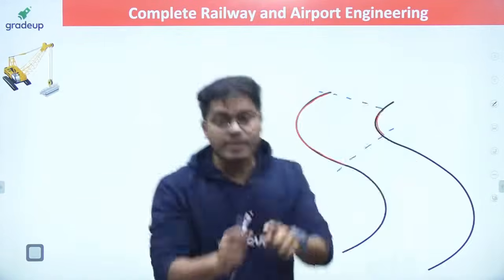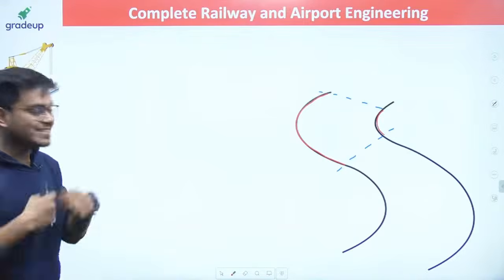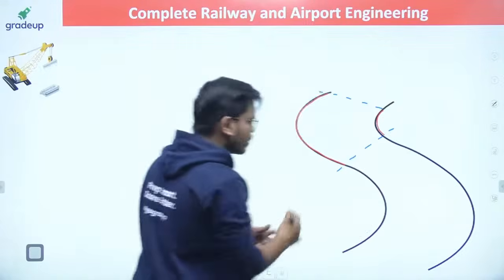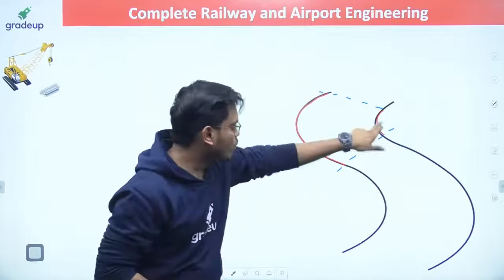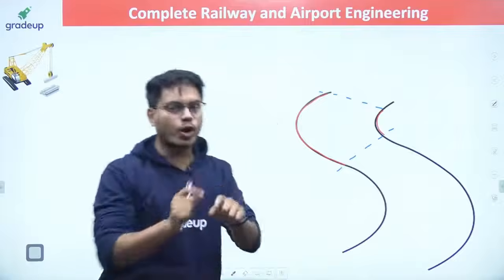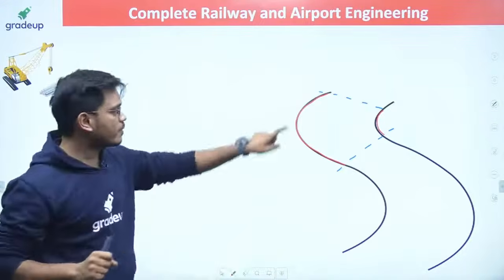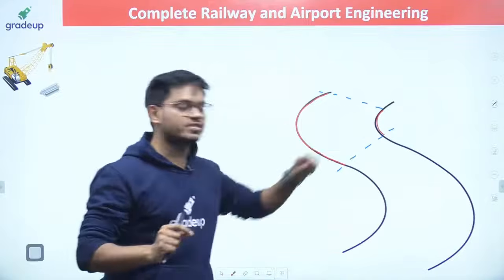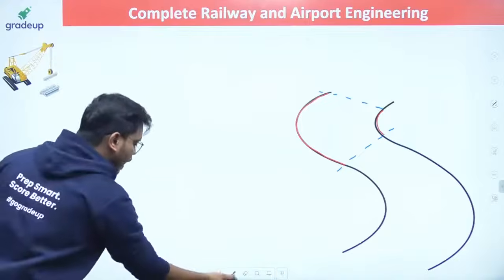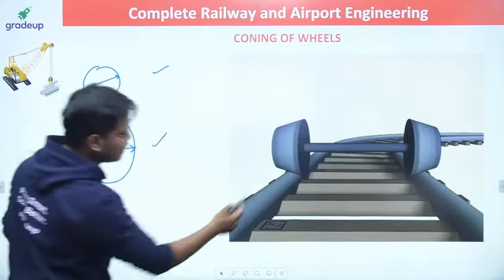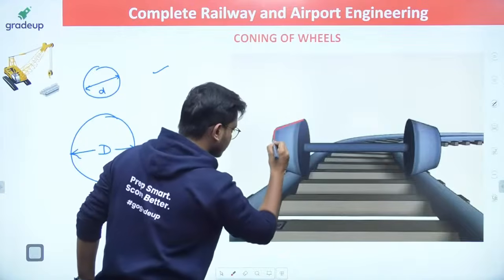So this is where the concept of coning comes into the picture. If I have a small diameter of the wheel on this side and a large diameter of the wheel on this side, then for the same rotation I will get more distance here and cover less distance here, and this is the solution of my problem. So now what I have done is I have made a coning of the wheel, something like this. If it is not visible, let me show you like this also.